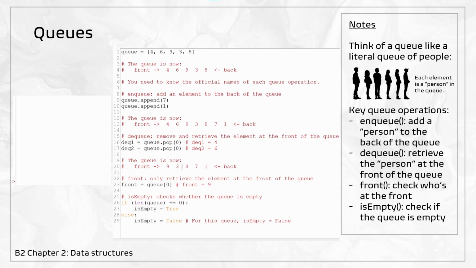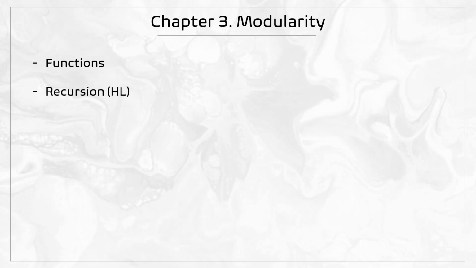And then again, we have the front function, which is exactly the same as the peek function, but it just retrieves the element at the front of the queue. So here it would be 9. And then is empty is just the function to check if the queue is empty, which is the same as for the stack. And that's all you need to know about data structures. So to recap, we've got lists, 2D lists, stacks, and queues.